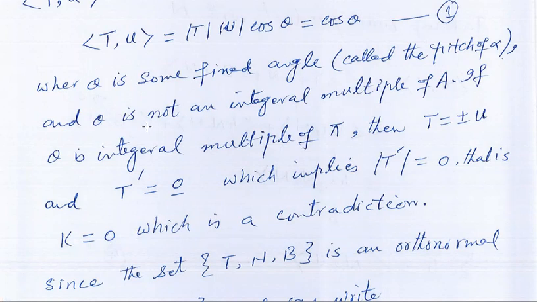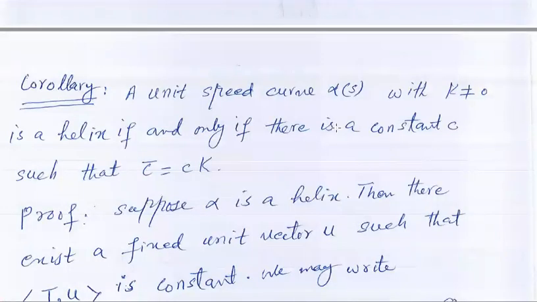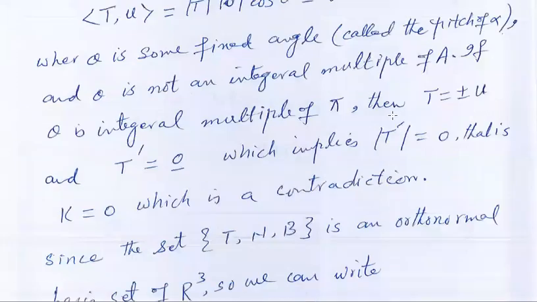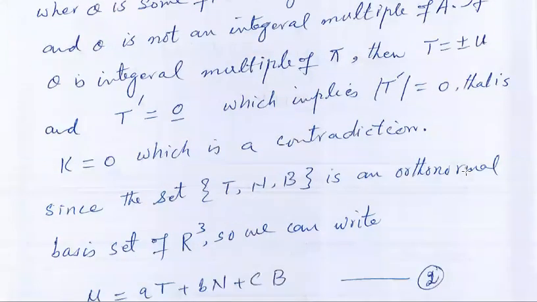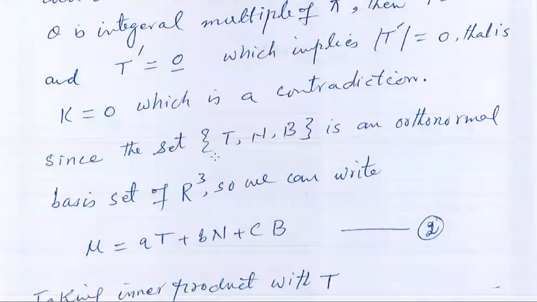If theta is an integral multiple of pi, then curvature is 0, and we have supposed in our statement that curvature is non-zero. So theta is not an integral multiple of pi. Since the set T, N and B is an orthonormal basis set of R3, we can write U is equal to AT plus BN plus CB, where we have to find A, B, and C.